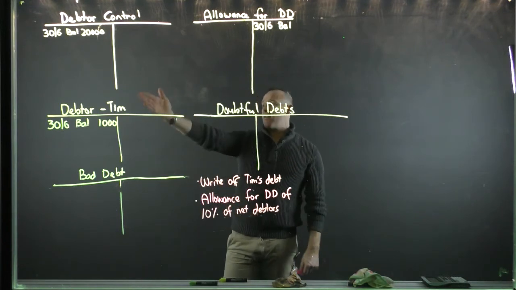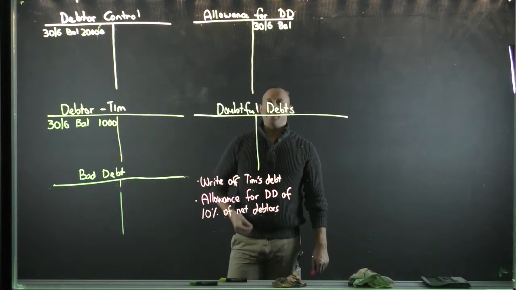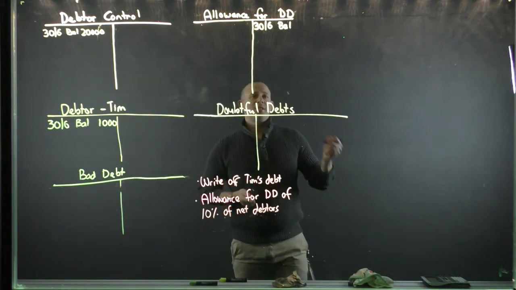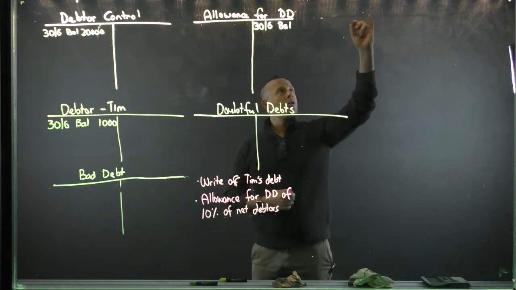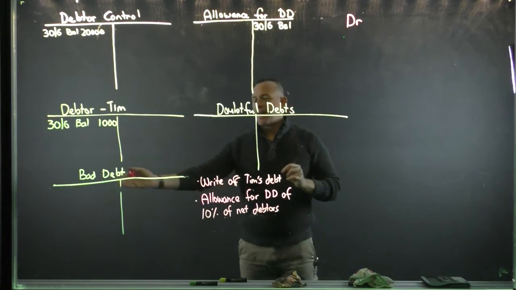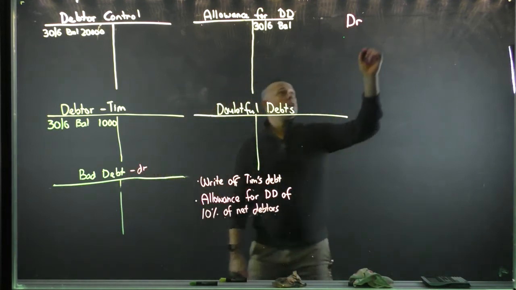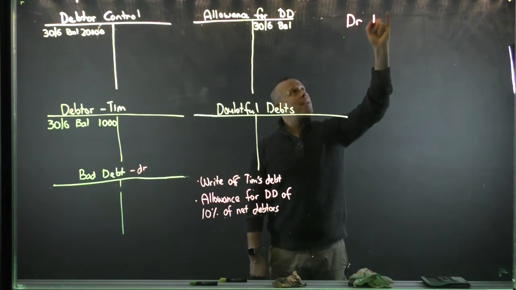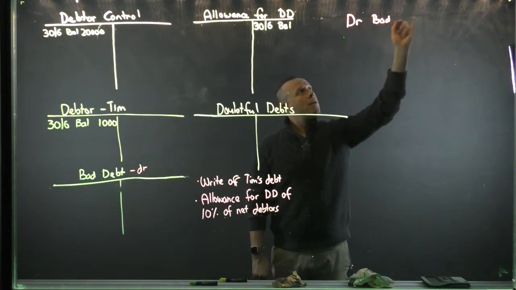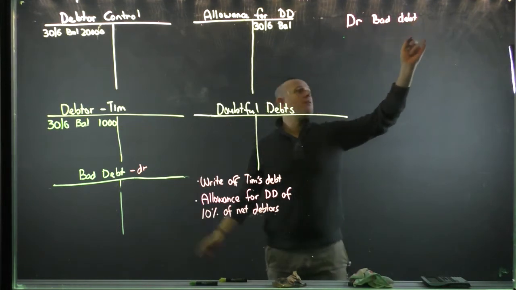So here we have our debtor Tim. He owes the business $1,000 and he's going to be a bad debt. So we'll start with our journal entries. Always start with our debit. Now bad debt is an expense, therefore this is debit in nature. So we're going to debit the bad debt. And Tim owes us $1,000.